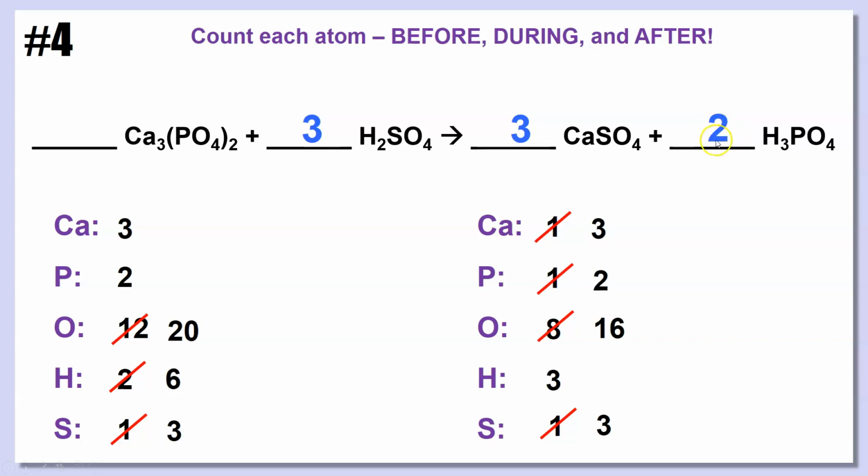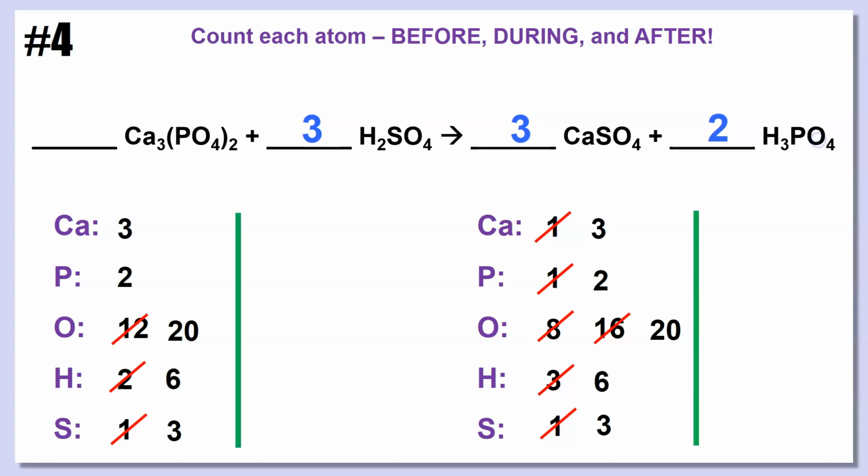And now let's count our hydrogens again because we messed those up. Now we have 6. And now let's count our oxygens. 3 times 4 plus 2 times 4. Add that all up. If you need to use a calculator, if you need to use your fingers, do it. You get 20. Big number does not mean it's wrong. Just means be careful. Think I'm finished. I'm going to draw my lines.